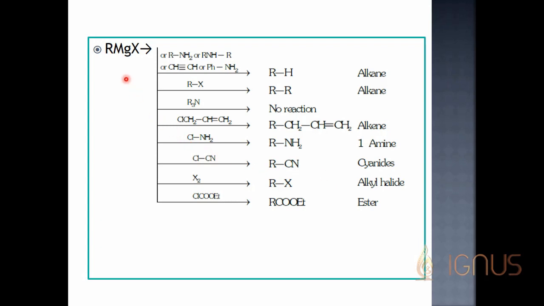Here there are some more reactions. Reaction of Grignard reagent with alkyl halide: when it reacts with alkyl halide, it will give R-R. But when we treat it with any base, here it is amine, or if you treat it with alkyne, that is acetylene, you will be getting alkane as the product. This R and H to give alkane. And it will react with chloro compounds, alkenyl chlorides, to give alkene as the product. And it will react with chloroamine to give primary amine. Here there is a reaction with halogen to give alkyl halides.